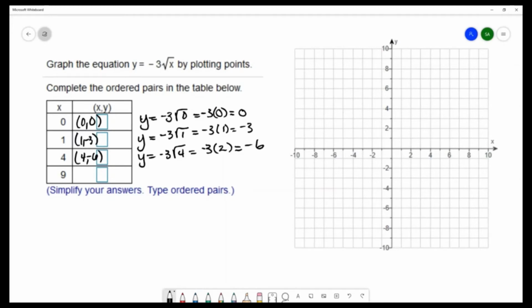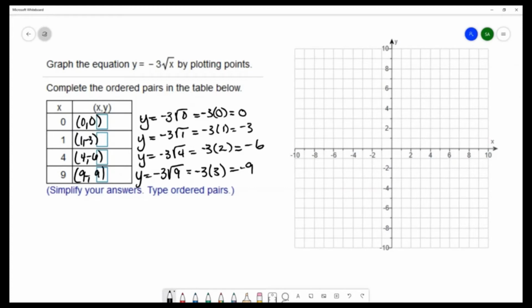And finally, with an x value of 9, we have y equals -3 square root of 9. We can simplify square root of 9 to be 3. We have -3 times 3, which is -9. So our final ordered pair is 9, -9.